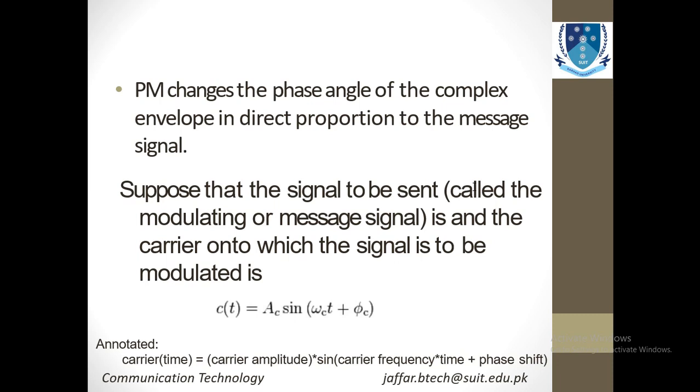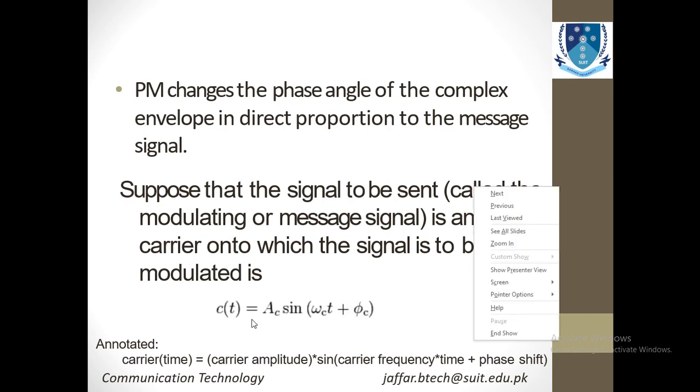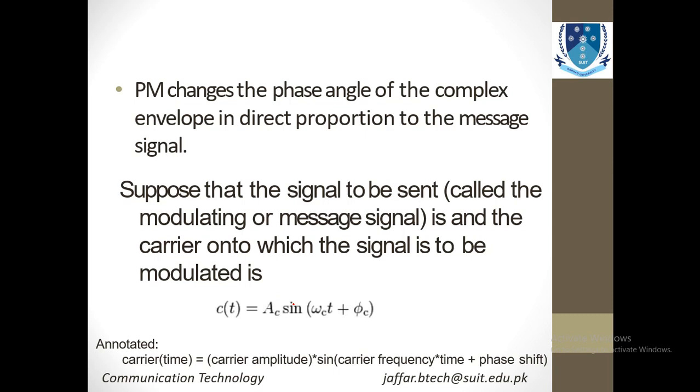Phase modulation changes the phase angle of the complex envelope in direct proportion to the message signal. The input message signal is the one which will have a direct impact on the modulation. Suppose there is a signal that you want to send, and let's call it the modulating signal or the message signal, and this is the carrier signal onto which your message signal has to be modulated. The overall signal will look like this equation, I will highlight it for you. This is the carrier signal c of t, AC is the amplitude of the carrier signal, and this is a sinusoidal signal with some phase.